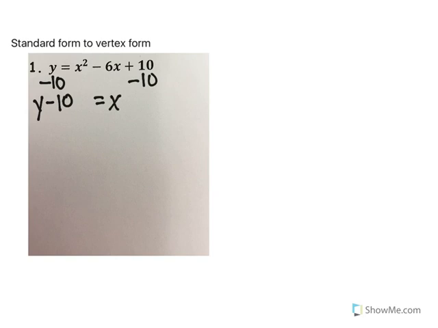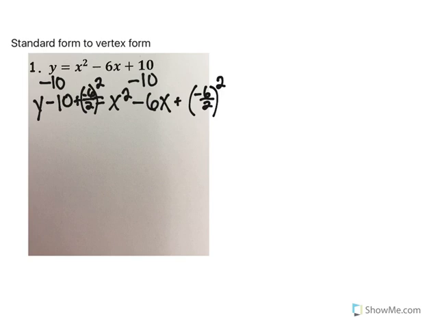Leave space. X squared minus 6x. Okay, next step for completing the square. B divided by 2 squared. So that looks like this. Negative 6 divided by 2 squared, added to both sides. Negative 6 divided by 2 squared.